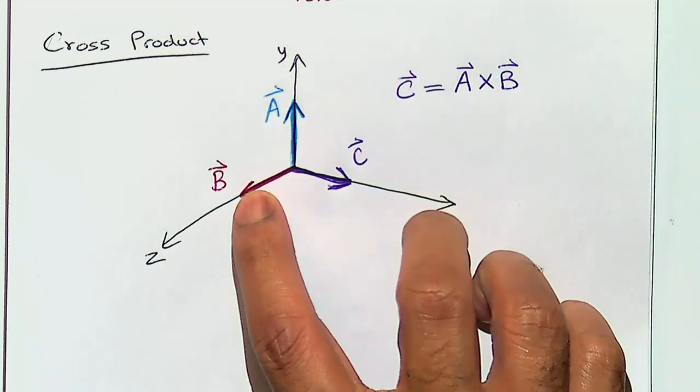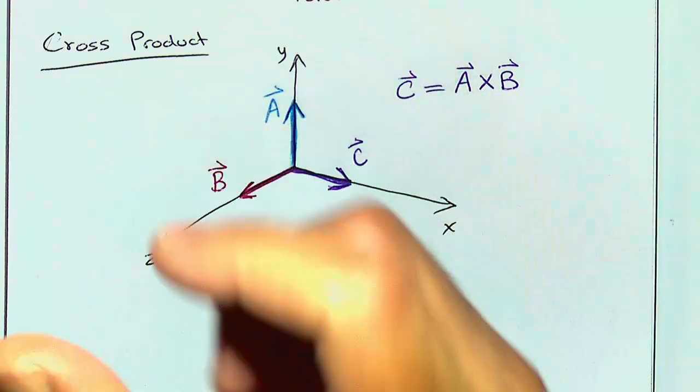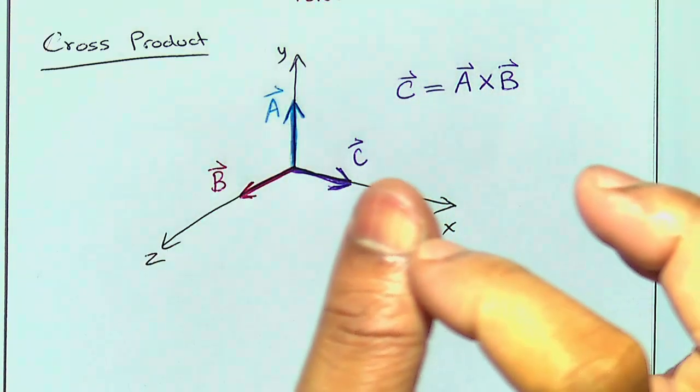How do we know that C is pointing along the x-axis? Yeah, how do you know? Yeah, so that's what you use the right-hand rule for. So if we look at our notes and we show this is A, this is B, and this is C, how you know where C is using the right-hand rule, okay? It's the direction where your thumb is pointing.